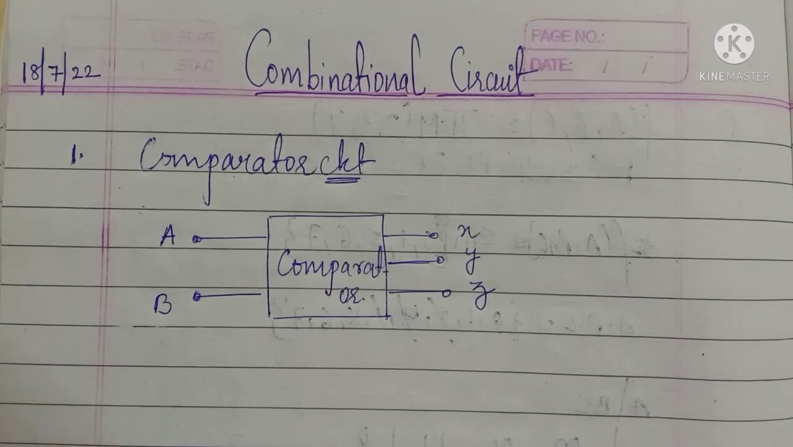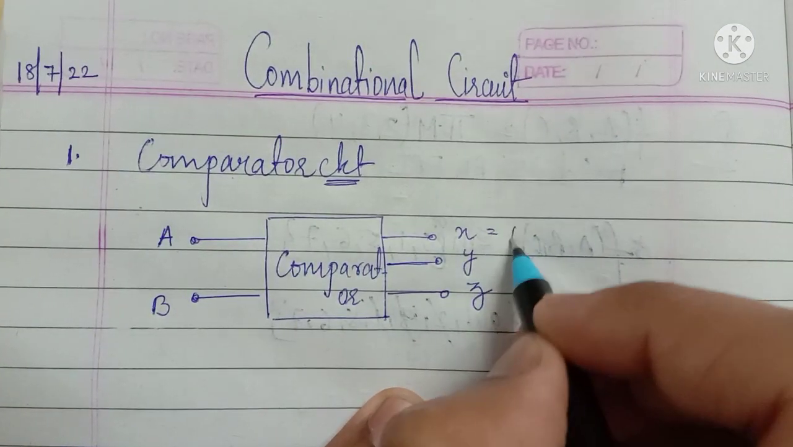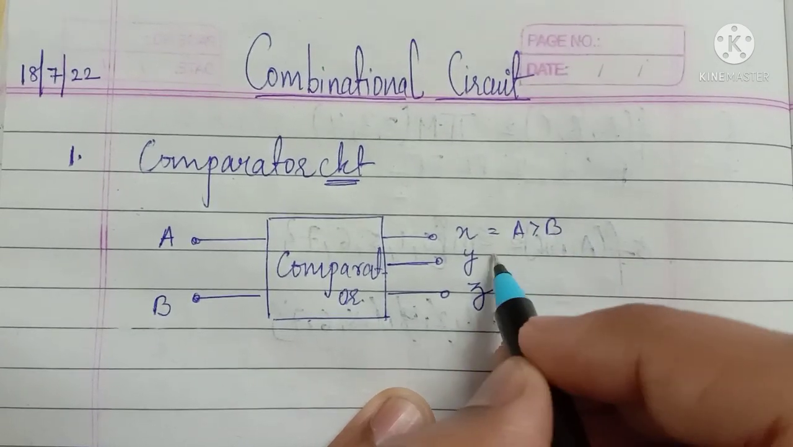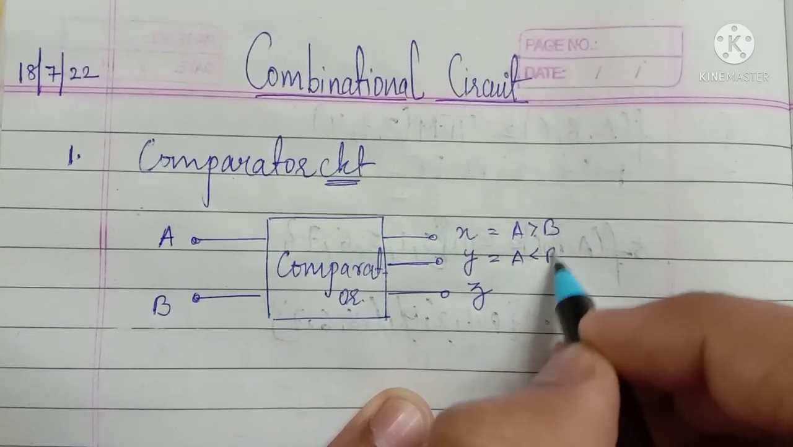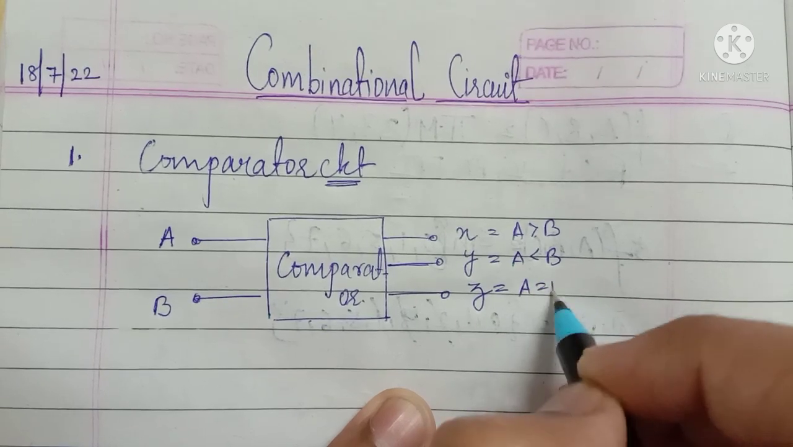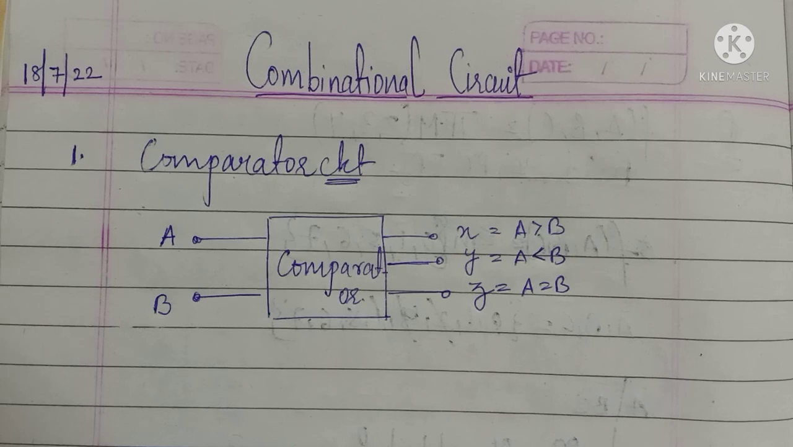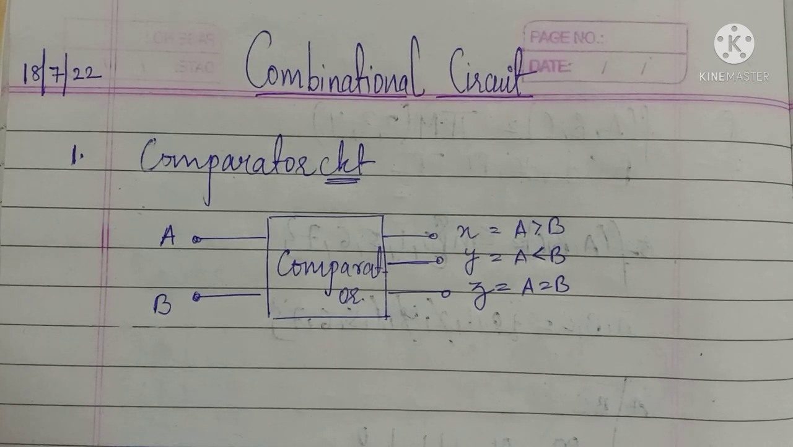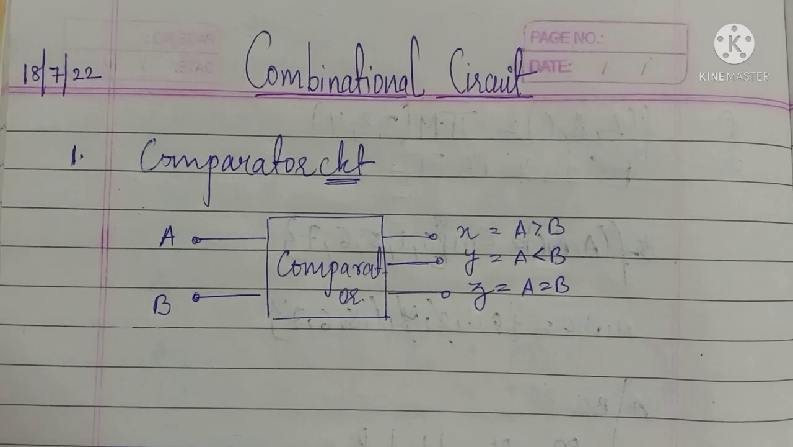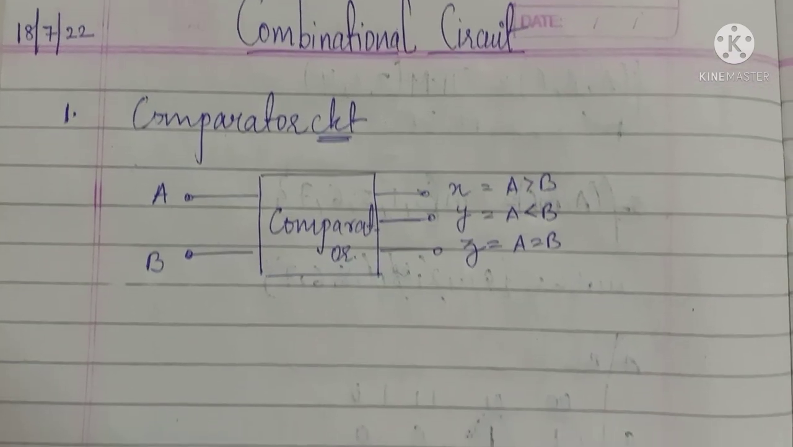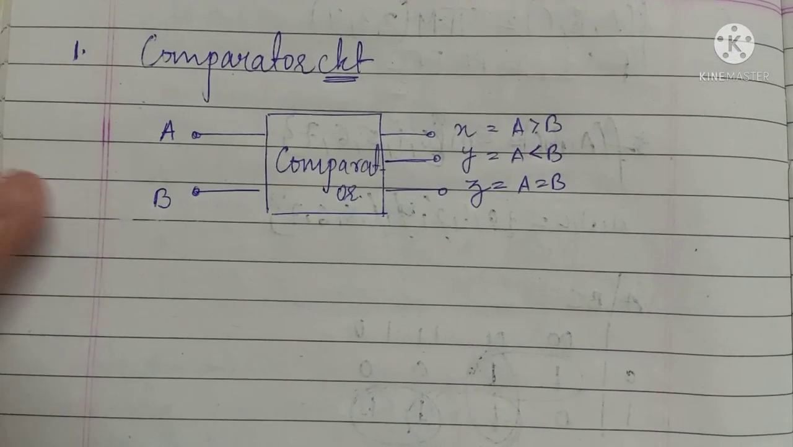Comparator means comparing: A is greater than B, A is less than B, or A is equal to B. Suppose X will give me the result of A greater than B, Y will give me the result of A less than B, and Z will give me the result that both are equal. Understood? We don't know whether A is greater, B is greater, or both are equal, so a comparator gives three possible results: greater than, less than, or equal to. This is our basic thing.